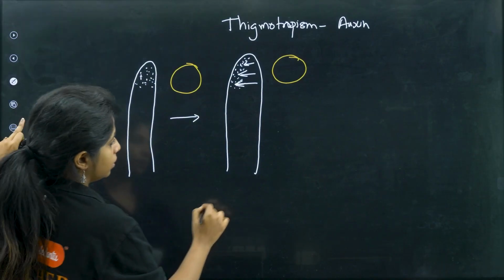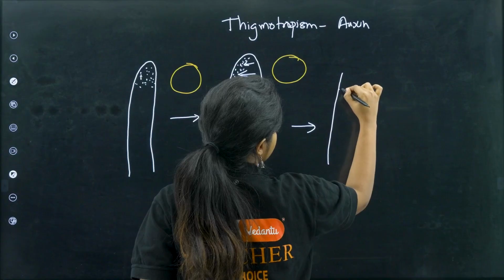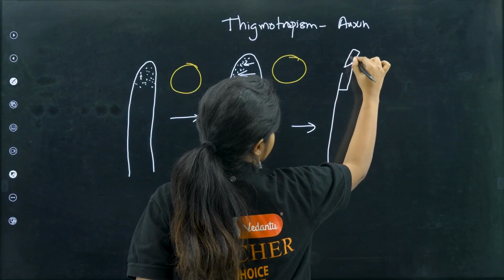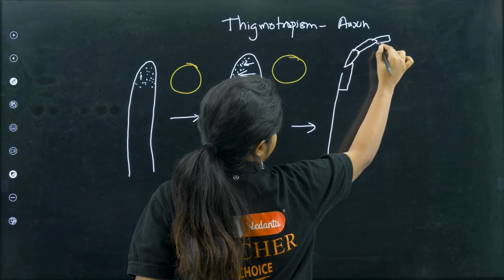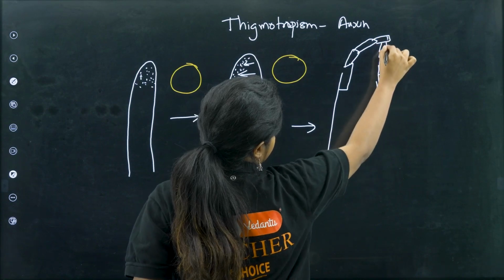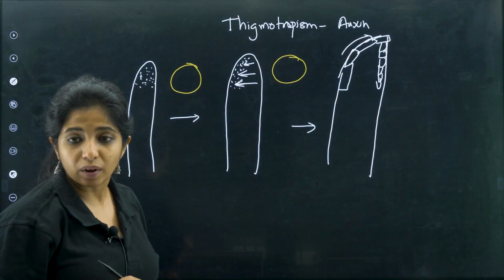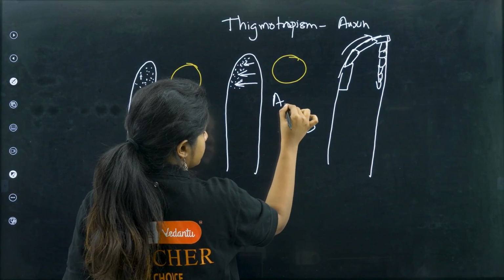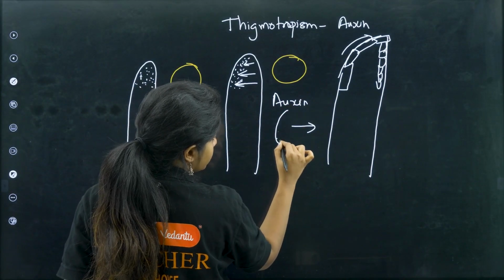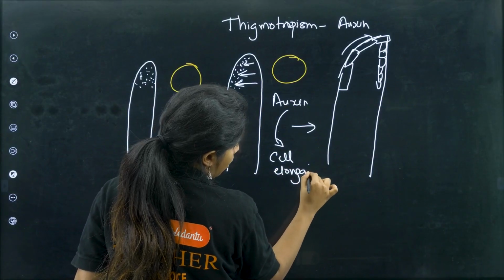Now what? Basically on this side there will be an unequal cell elongation happening, but over this side the cells are still small. So if you see, it has started bending towards this side. Why? Because auxin has caused something that is known as cell elongation.